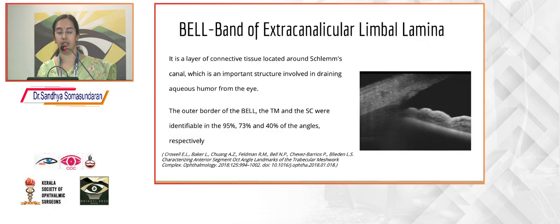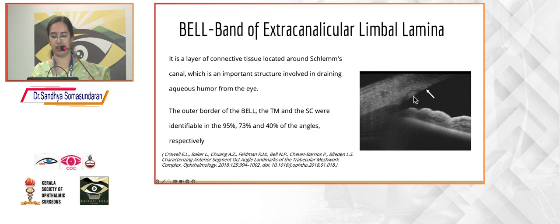Now another thing which is recent is BEL, that is the band of extracanalicular limbal lamina. So what is BEL? It is a layer of connective tissue located around the Schlemm's canal, which is an important structure involved in draining the aqueous humor from the eye. So what is the importance of this BEL in ASOCT? Here this curved hyperreflective structure, this is the BEL.